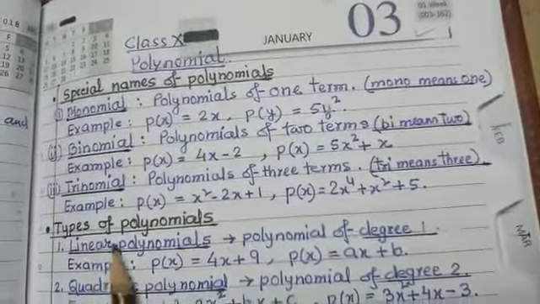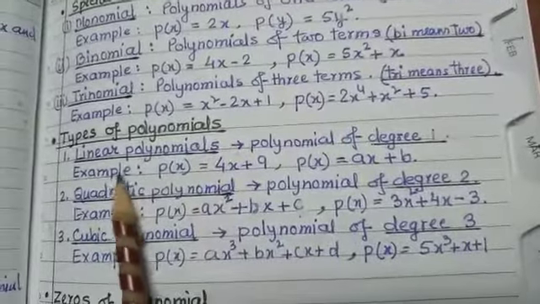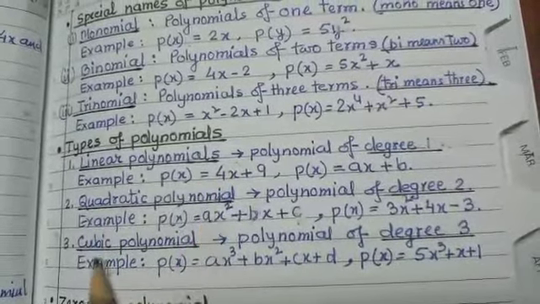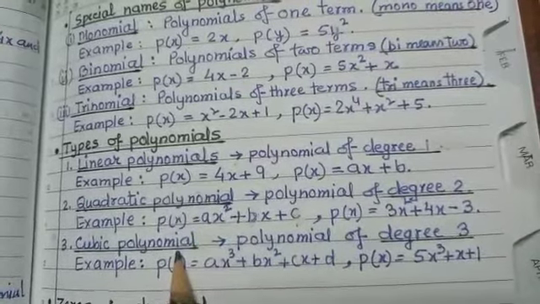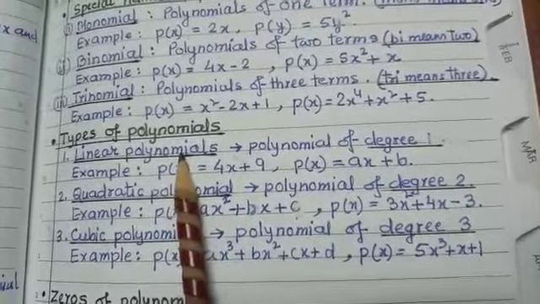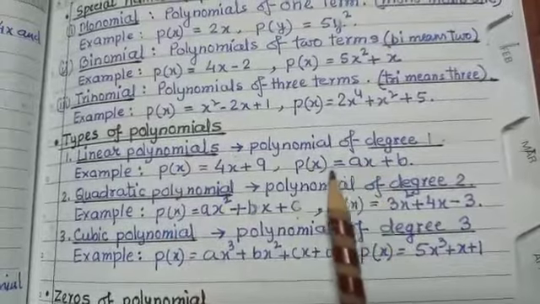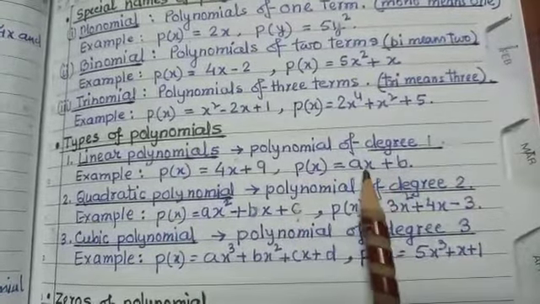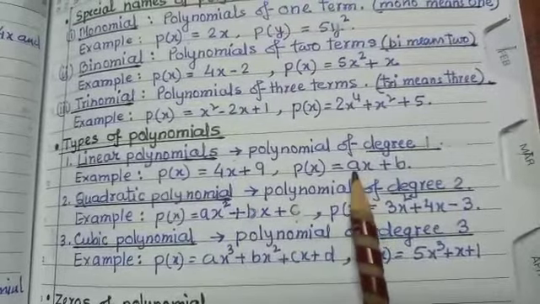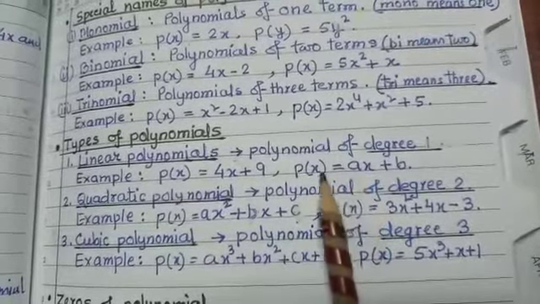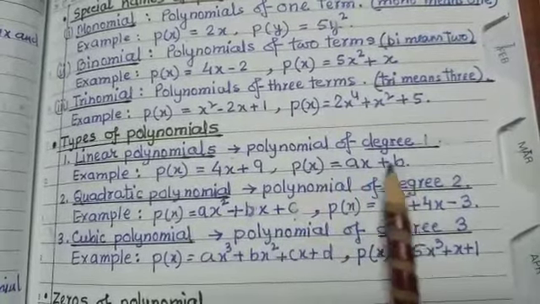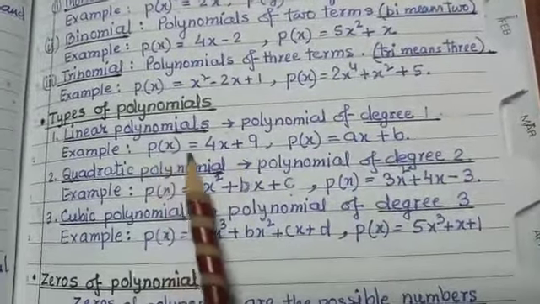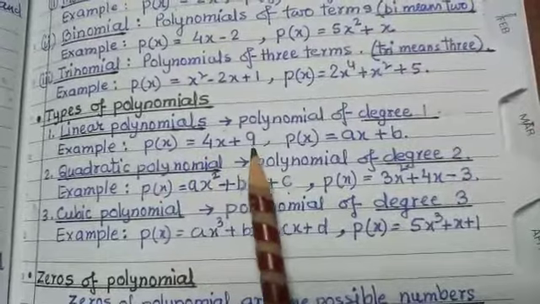Now types of polynomials: linear polynomial, quadratic polynomial and cubic polynomial. Linear polynomial, its basic formula is p(x) equals ax plus b, where a is not equal to 0. The first coefficient must not be 0. So it is the general form. Example: p(x) equals 4x plus 9.